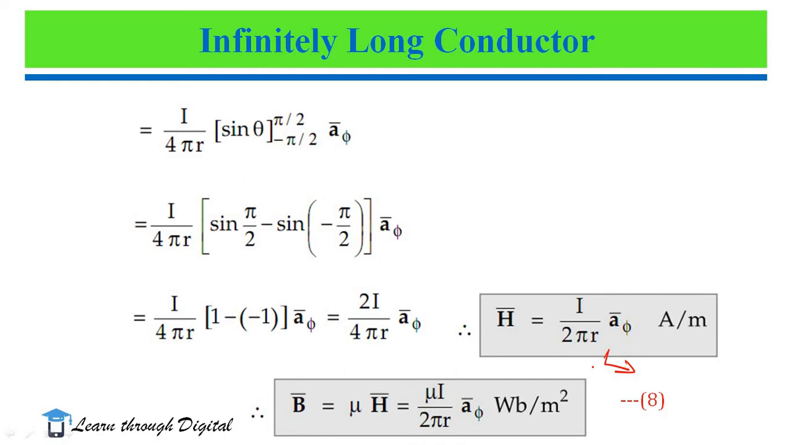So from this we can write what is B vector. B vector is equal to mu H vector. Therefore, magnetic flux density is mu I by 2 pi r a phi vector Weber per meter square. So these two are the expressions for H vector and B vector due to an infinitely long straight conductor.